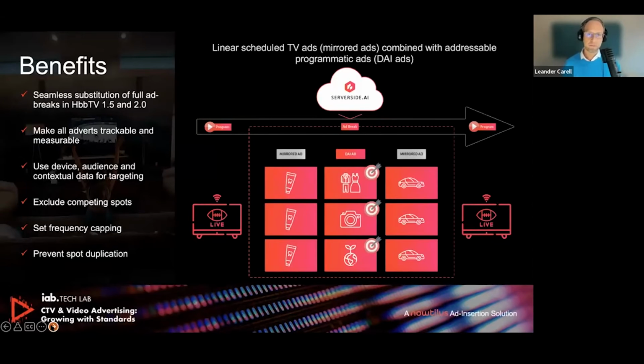The solution we came up with had to provide seamless substitution of full ad breaks in HbbTV 1.5 and 2.0, making all ad events trackable and measurable, use device, audience, and contextual data for targeting, exclude competing spots, set frequency capping, and prevent spot duplication. And finally, as you can see in the graphic on the right, we have to manage podding of full ad breaks with scheduled broadcast ads being mirrored and replaceable spots being substituted with targeted ads, all being delivered over IP.